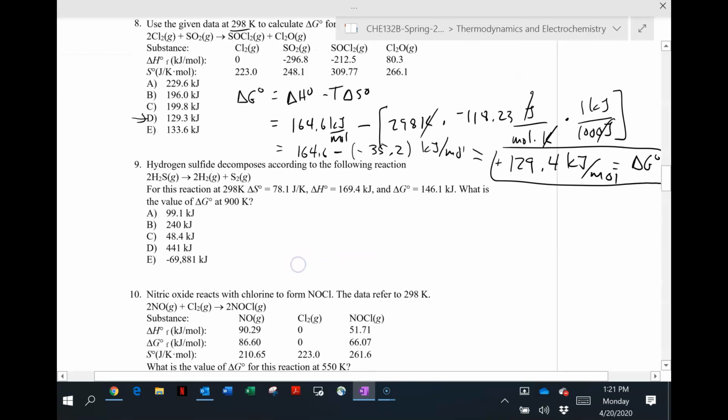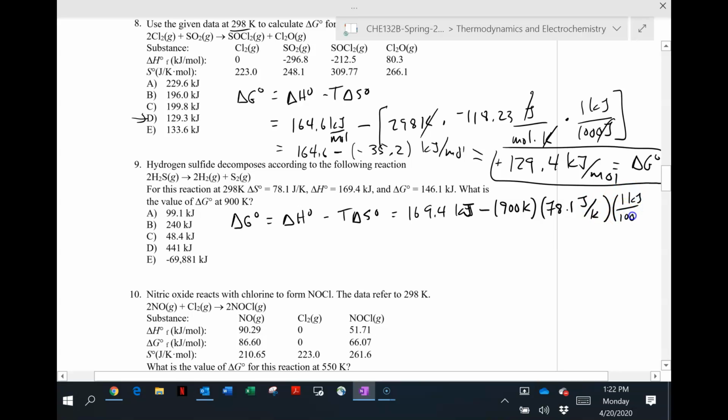Looking at number 9 here, we're given our delta S, our delta H, and our delta G at 298. We're asked to calculate delta G at 900. What we're going to do there is use the same equation. Delta G is delta H minus T delta S. We're going to use the delta H and the delta S. So 169.4 kilojoules minus our 900 Kelvin times our 78.1 joules per Kelvin times, again, 1 kilojoule over 1,000 joules.